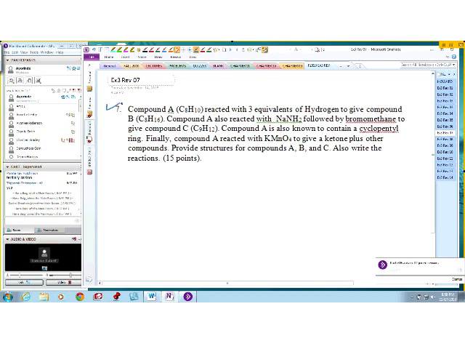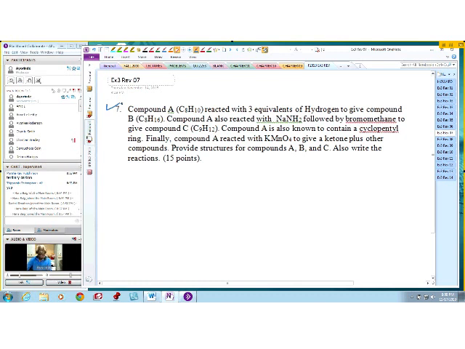Compound A reacted with 3 equivalents of hydrogen to give compound B. Compound A also reacted with NaNH2 followed by bromomethane to give compound C. Compound A is also known to contain a cyclopentyl ring. Finally, compound A reacted with KMnO4 to give a ketone plus other compounds. Provide structures for compounds A, B, and C. Also write the reactions. Okay, thank you, very good.